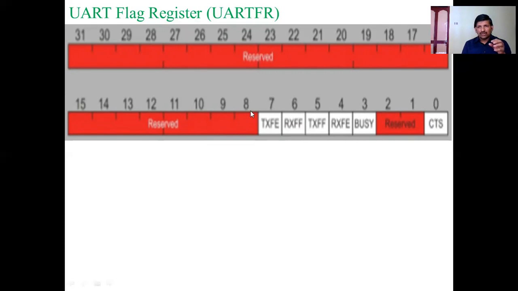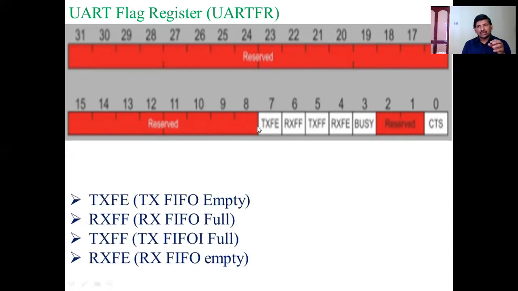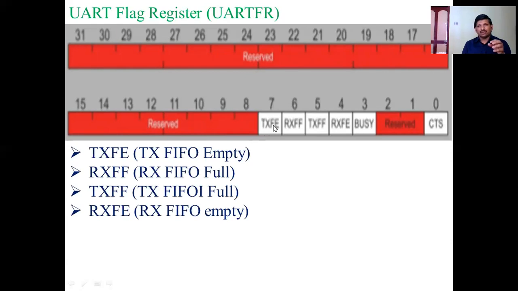TX means transmitter, F means first in first out, E means empty. So the transmitting first in first out is empty if its value is 1. Similarly, RXFF, receiver first in first out full. The receiver buffer is full if its value is 1, otherwise 0. So like that.